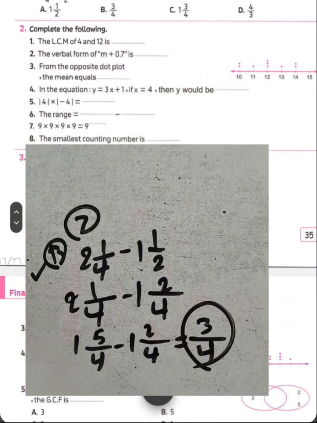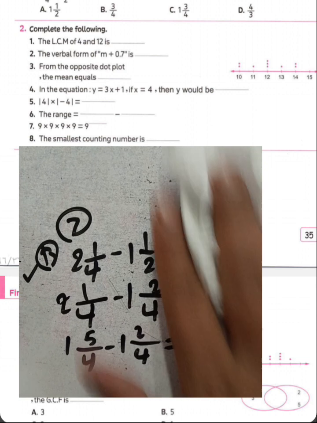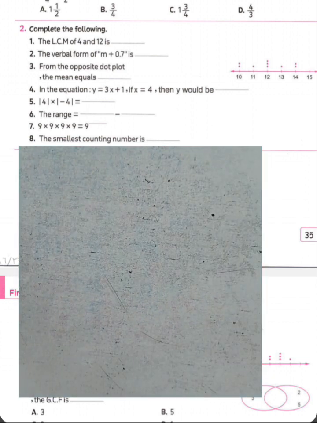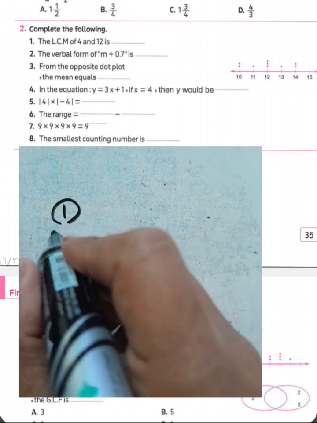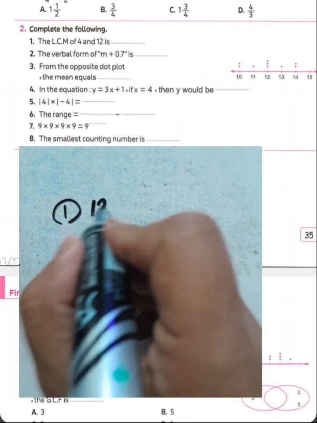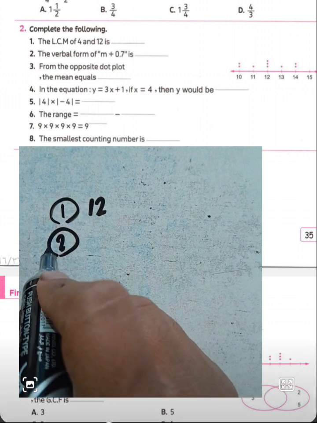Question number 2. The least common multiple of 4 and 12. We know 12 can be divided by 4. Then 12 is the least common multiple of 12 and 4, and 4 is the greatest common factor. Okay. Then the result will be 12 for question number 1.